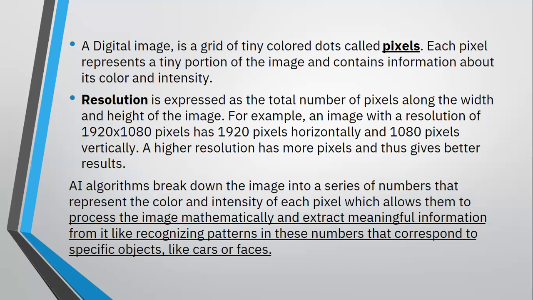Each pixel represents a very, very tiny portion of the image and contains information about its color and intensity. That is how the color is displayed in that pixel, right? The machine stores that information and accordingly displays everything, for every picture, for every video, for every screen. That is how things are distributed. Now, resolution. We always say high resolution camera, high resolution mobile, for better pictures, or give me the picture in higher resolution. What do we understand by that?